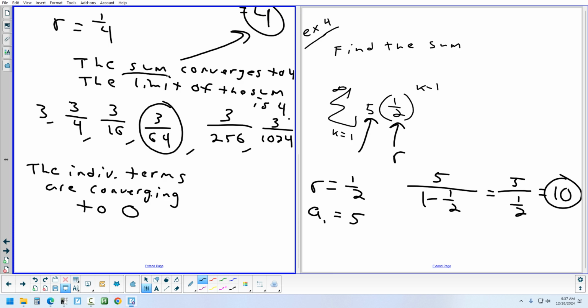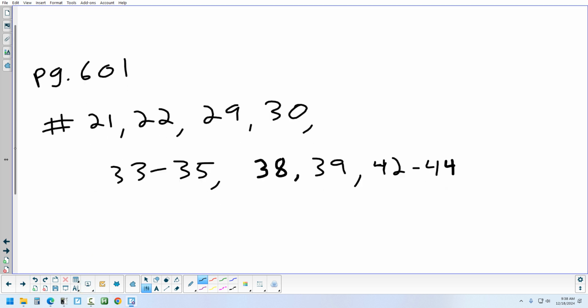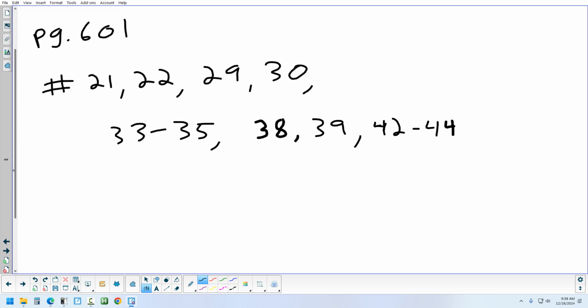So that's 11.2 part 2. That's the homework tonight. Let me also put a list of topics that are going to be on the test, and I should be able to get that up before you leave. So if you have any questions, you can let me know.